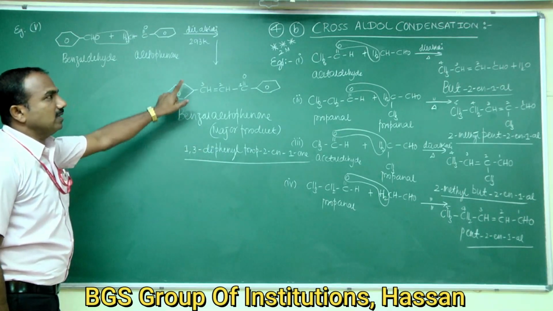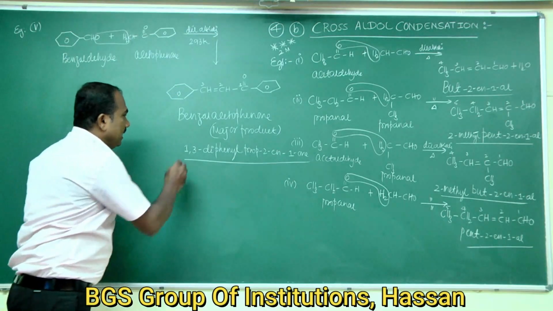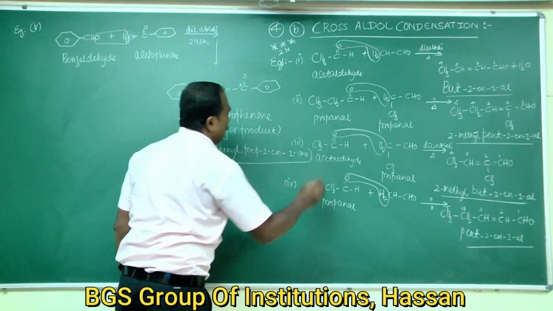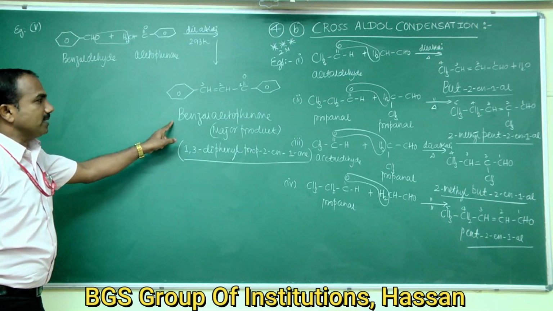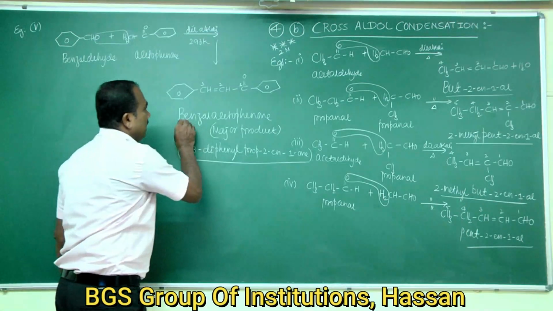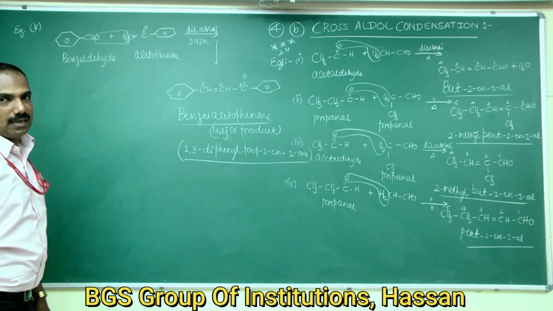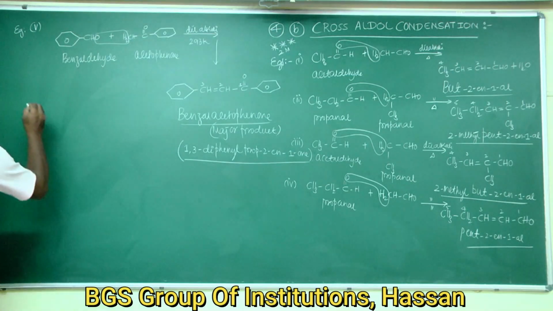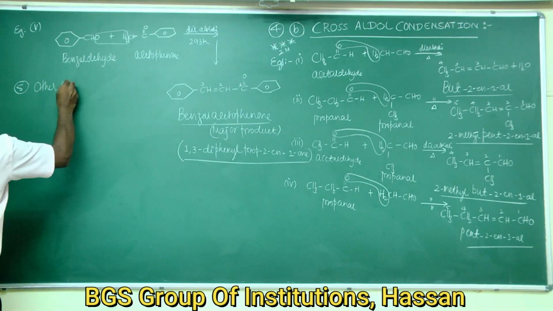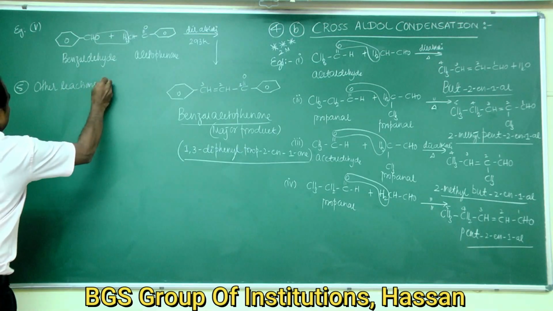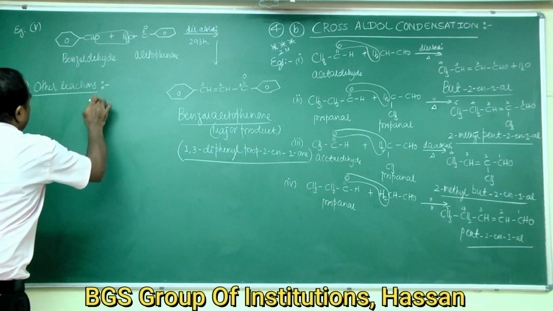That is the cross aldol condensation product. 1,3-diphenylprop-2-en-1-one is the IUPAC name of benzyl acetophenone. So this is the major product. So this is about cross aldol condensation. Next, the fifth and last reaction is other reactions.